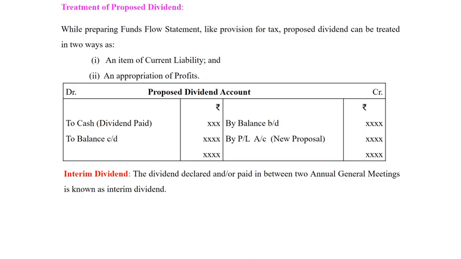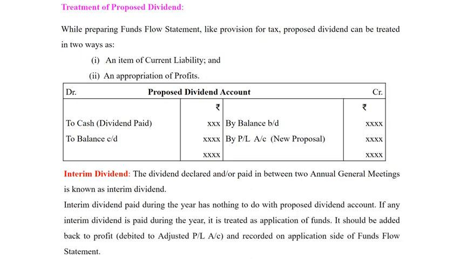Interim dividend, keep in mind interim dividend and proposed dividend are different items. There is no linkage between interim dividend and proposed dividend. The interim dividend should be treated separately. Okay, so the dividend declared and paid in between two annual general body meetings is known as interim dividend. Interim dividend paid during the year has nothing to do with the proposed dividend account.